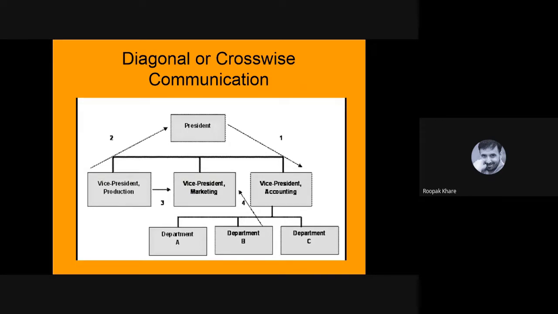Diagonal or crosswise communication. People who cross the protocol barriers to communicate and get things done, it is called diagonal communication. So people at a certain lower level in one department communicating to somebody in another department at a higher level of hierarchy would be called a diagonal or a crosswise communication. Look at the picture, it explains it all.